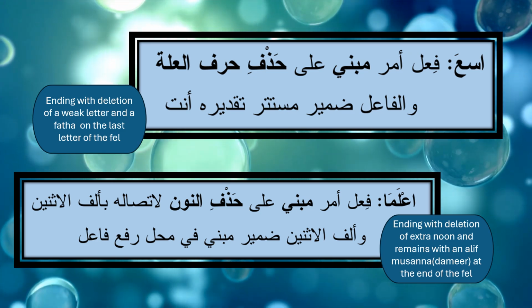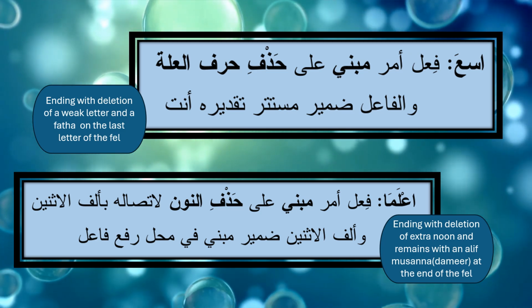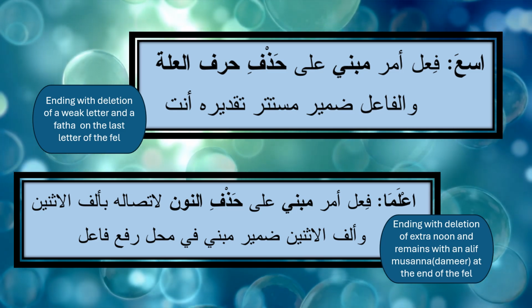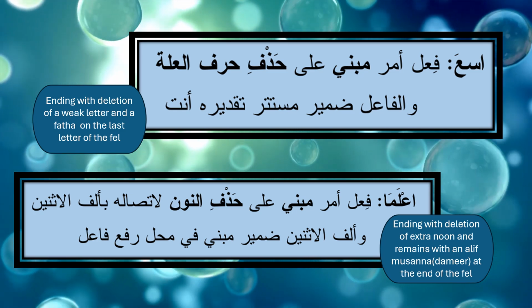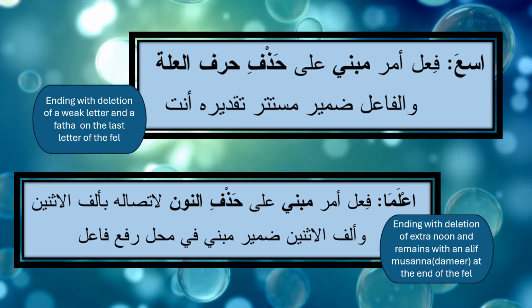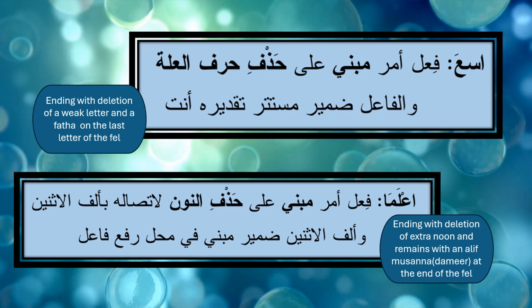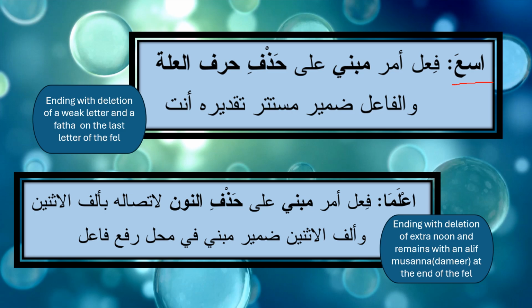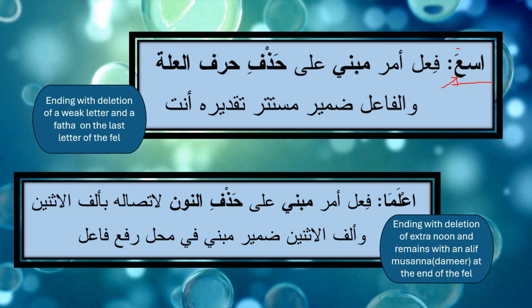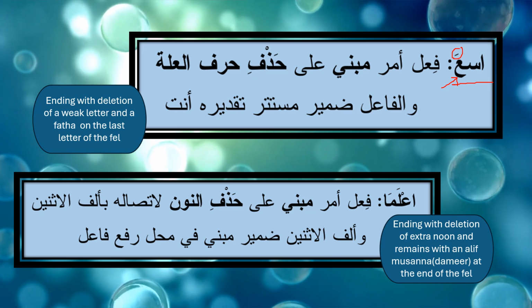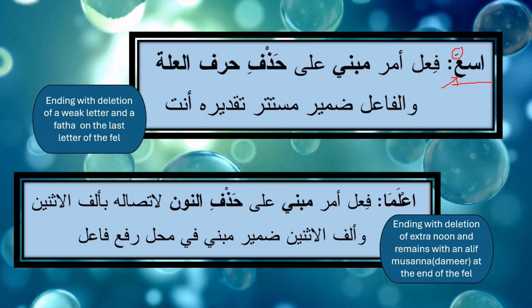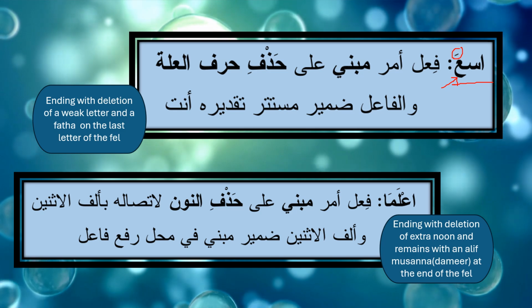Let's do a case where there is a weak letter at the end. Whenever we come across a fi'l which has a weak letter, always remember that the weak letter always gets deleted. So in this case, when you see the fi'l and the last letter here is having a fatha, remember, when the weak letter drops off or is deleted, the representing haraka tells us which letter has been deleted.